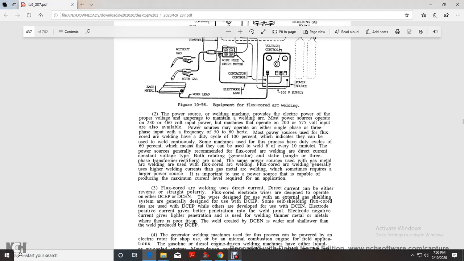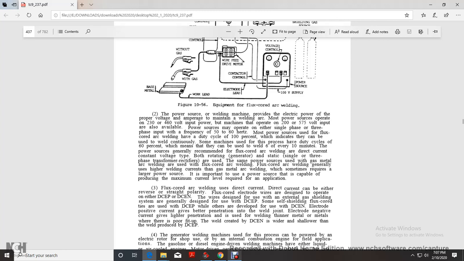For the power source, it is generally recommended for flux core arc welding to use direct current with a constant voltage. Rotating generators, static single and three phase transformer rectifiers used with gas metal arc welding are also used with flux core arc welding. Flux core arc welding generally uses higher welding current than gas metal arc welding, so it sometimes requires a larger power source. It is important to use a power source capable of producing the maximum current level required for the application.